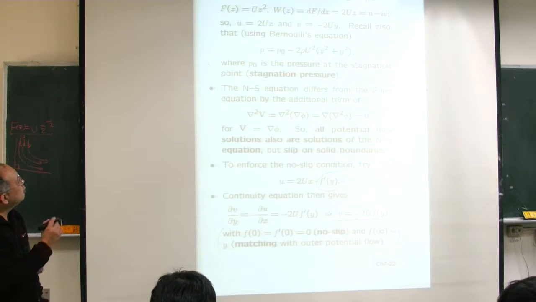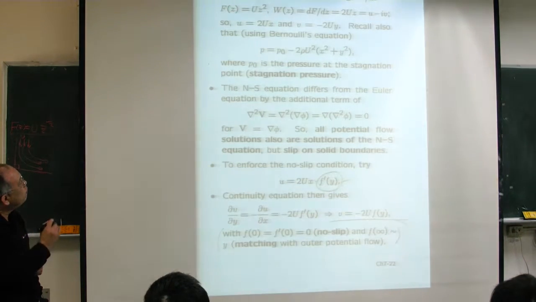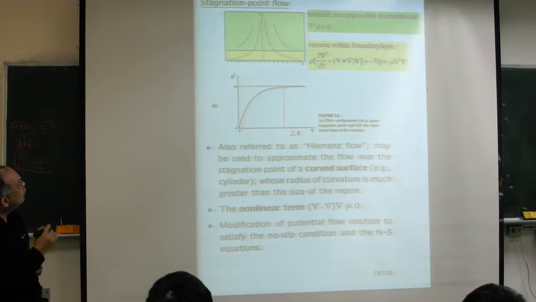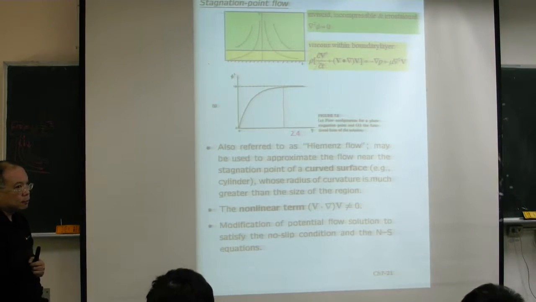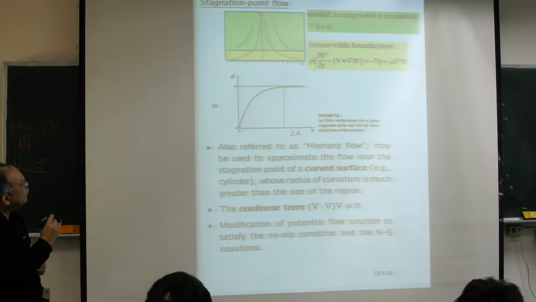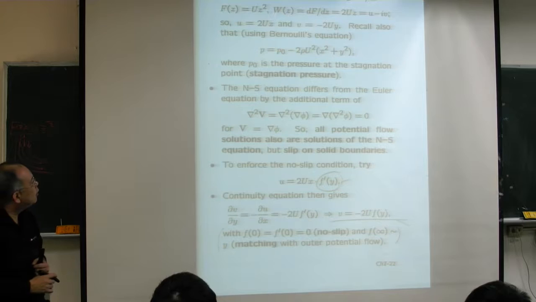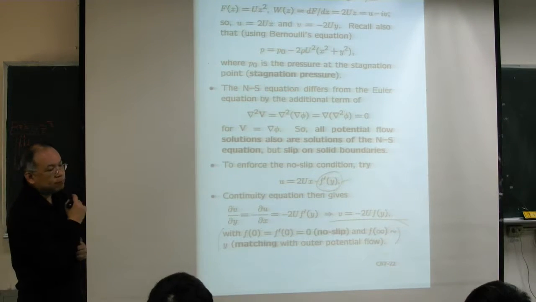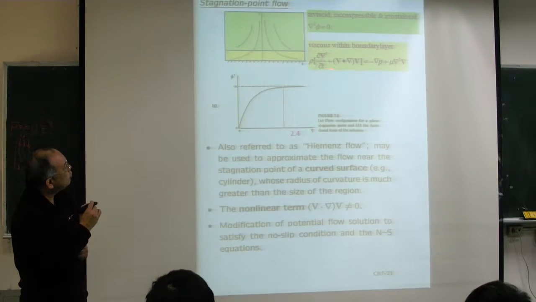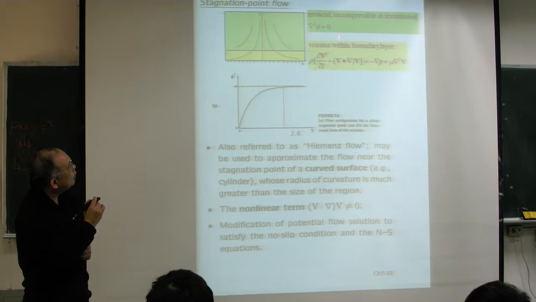So this solution form represents only the outer part here. Let's talk about the near-wall region. We should consider the no-slip boundary condition due to the viscous term here. So this is the Navier-Stokes equation. How does it differ from the potential equation?